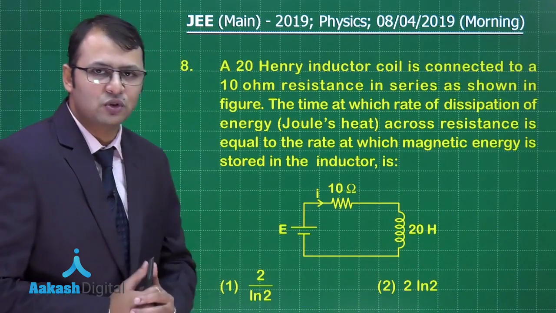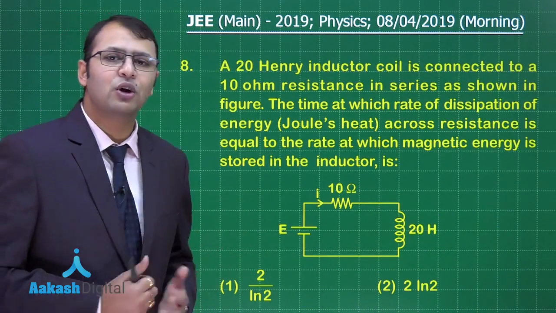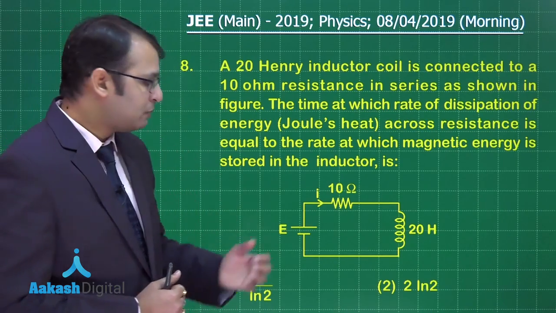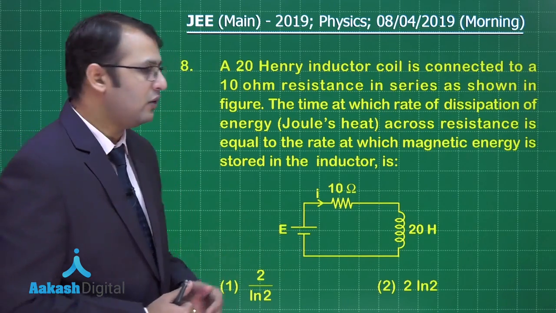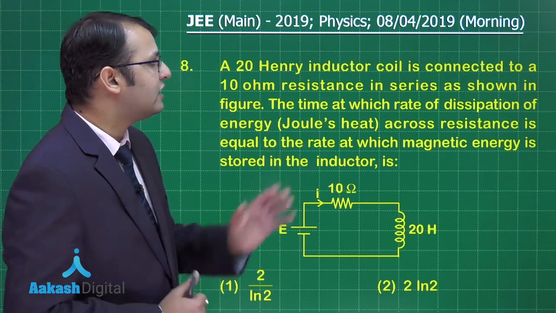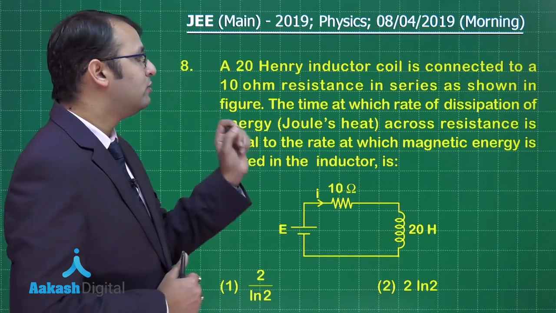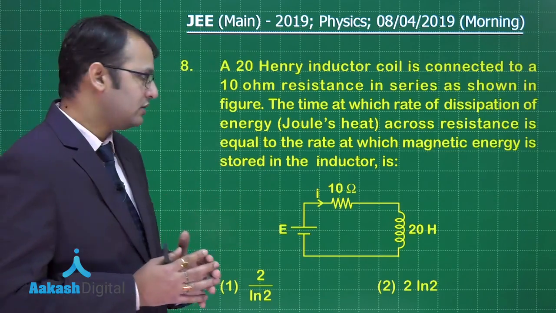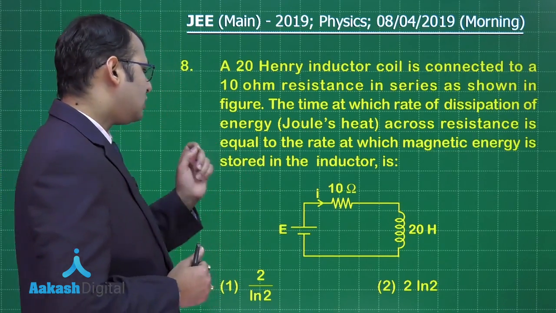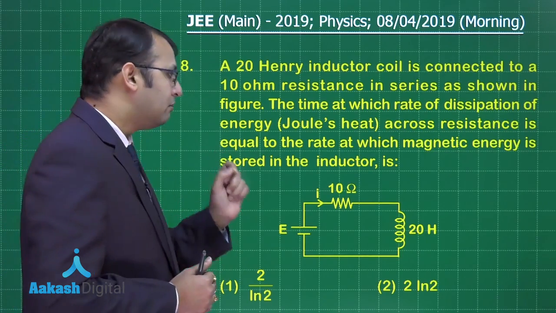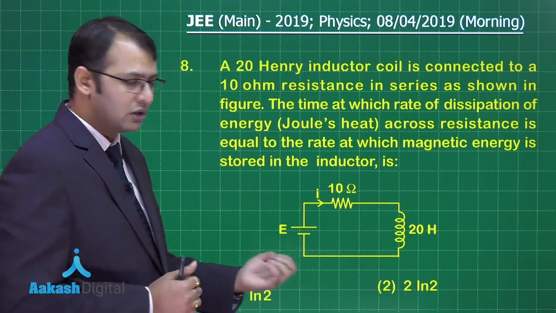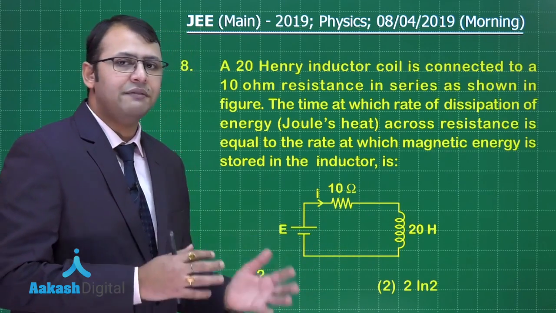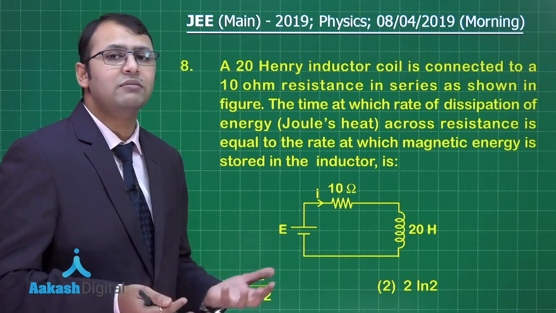Now let's take our next question, that is question number 8. This question belongs to the section of electromagnetism, from the chapter alternating current. This particular topic is LR circuit. Now as per the question, there is a 20 Henry inductor coil which is connected to a 10 ohm resistance in series. The time at which the rate of dissipation of energy across the resistance is equal to the rate at which the magnetic energy is stored in the inductor. So some energy has been dissipated by the resistor, which will be absorbed by the inductor, and we have to equate them, and find at what time this will happen.